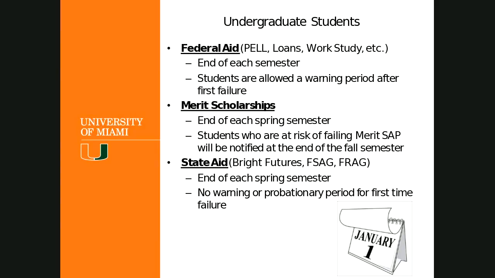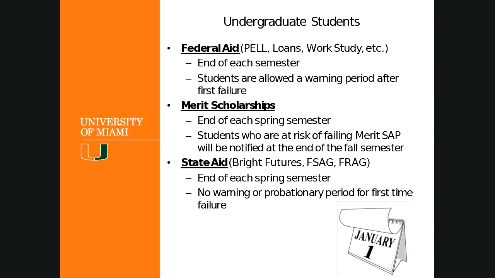If at the end of fall you have not completed at least 12, you do not have a 3.0, we do let you know you're at risk of failing Merit SAP. You'll be notified at the end of fall saying, hey, just be advised you are at risk of losing this scholarship. Please make sure that you either make up the credits that were lost from the fall semester or bump up that GPA to have the cumulative 3.0.